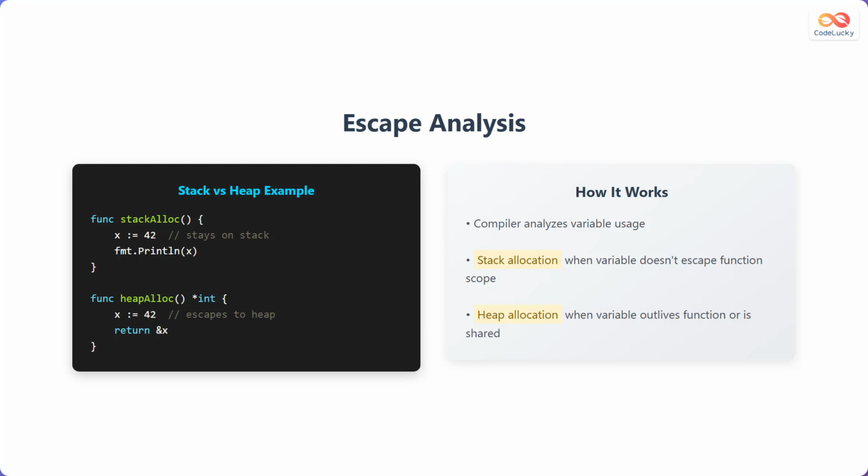Escape analysis is a crucial process in Go's memory management. The compiler analyzes how variables are used to decide where they should be allocated. If a variable does not escape the scope of a function, it is allocated on the stack. This is faster and more efficient. However, if a variable outlives the function or is shared with other parts of the program, it escapes to the heap. Here's an example. The stack_alloc function shows that variable x stays on the stack. The heap_alloc function shows that variable x escapes to the heap.